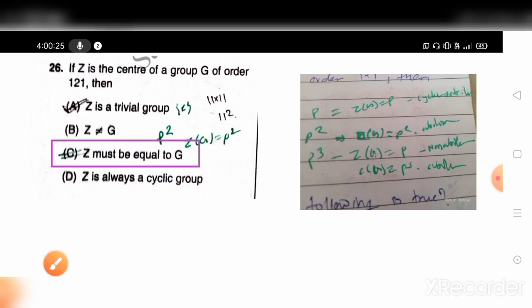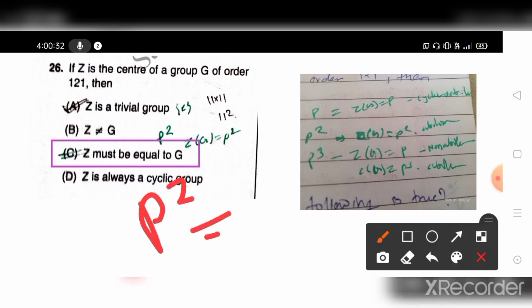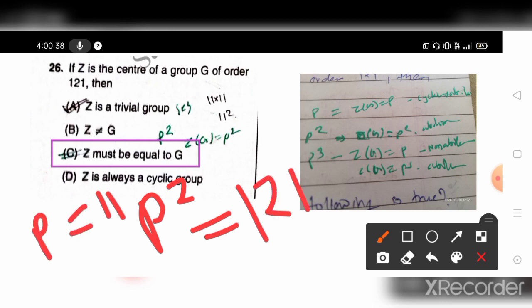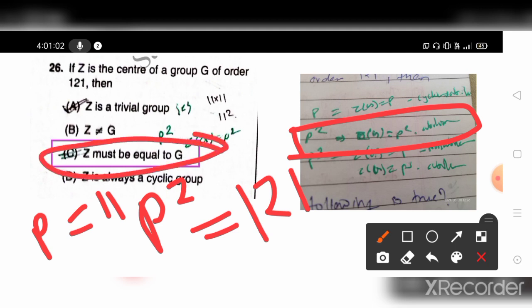Next question. If Z is the center of a group G of order 121, that is p square equal to 121, p equal to 11, here is one result: the center of G equal to p, this is cyclic, and p square, the center of G equal to p square, because p square is abelian. So from the second result, option C is correct. Z must be equal to G.